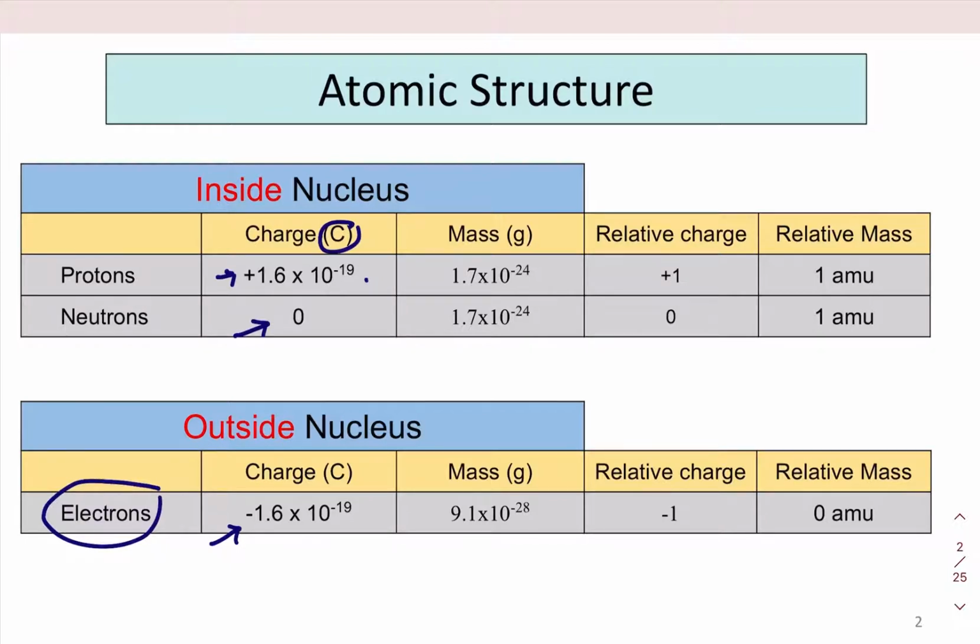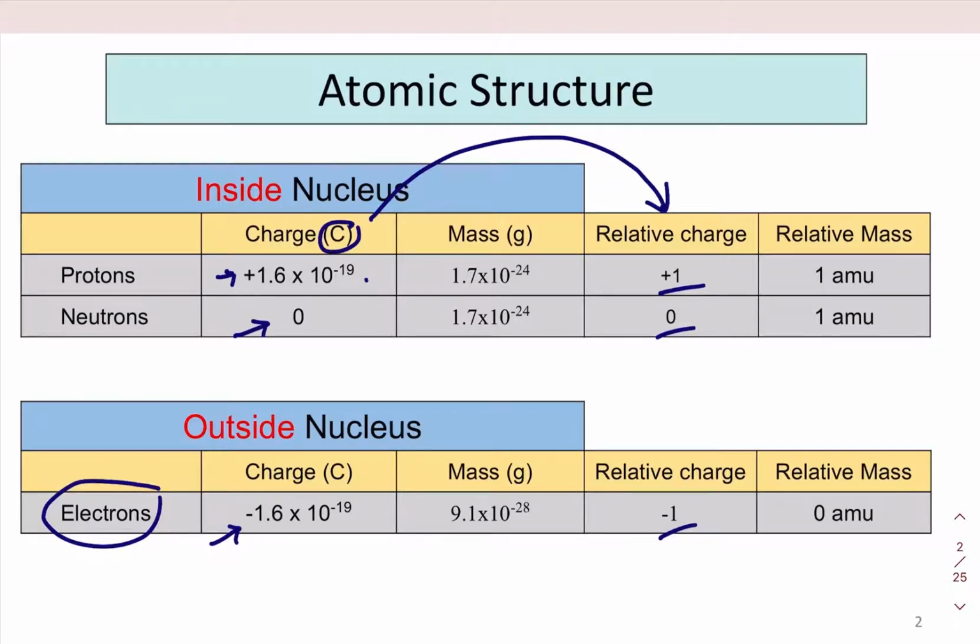So if we go over to this box right here, the relative charge, since protons and electrons are exactly the same charge but opposites, we give them a relative charge of +1 for protons, -1 for electrons, and of course there's your 0 relative charge for your neutrons, okay?